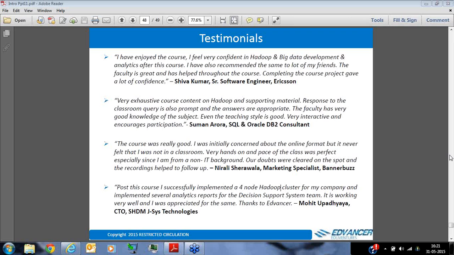Abhimanyu is asking what is Yarn? So Abhimanyu, Yarn is the new MapReduce framework in Hadoop 2.0. In Hadoop 1.0 there was MapReduce. In Hadoop 2.0 the new name for MapReduce 2.0 is Yarn.